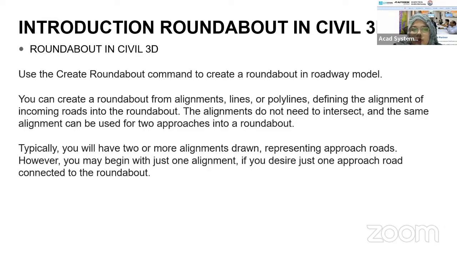Typically you will have two or more alignments drawn representing the approach roads. However, you may begin with just one alignment if you desire just one approach road to connect to your roundabout. So basically, we're just going to use the alignment setting and create the roundabout using the alignment. Other than that, you can also use a line and polyline to create your roundabout in Civil 3D. Okay, so let me go straight to our Civil 3D.